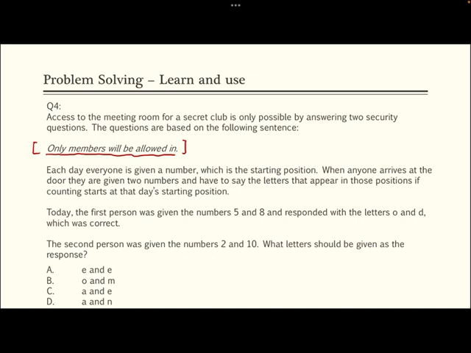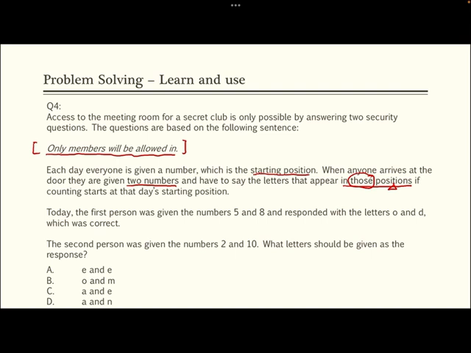Each day, everyone is given a number, which is a starting position. So one number for the starting position. When anyone arrives at the door, they are given two numbers. It's another two numbers showing here, and I have to say the letters that appear in those positions, counting, start from the day's starting number. In those positions, let me ask you, what do those positions mean? When we're talking about the positions, in those positions, this is a pronoun, and we have to find out what this pronoun refers to.